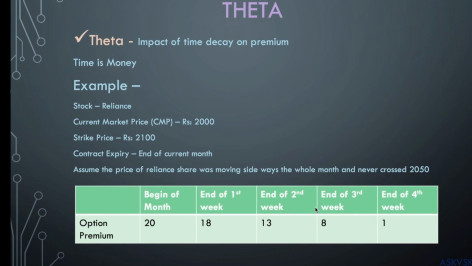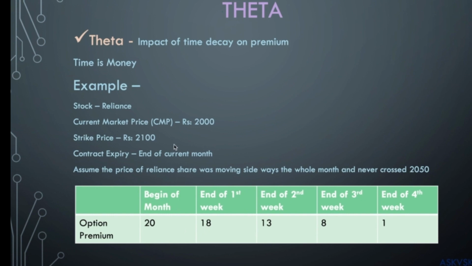So the strike price at which we have done the trade is 2100. When 2100 was the strike price at the beginning of the month, the option premium would have been approximately rupees 20. But at the end of the first week, we have seen here that the premium has dropped to rupees 18. The reason being, the market is not moving drastically in either direction. The Reliance share is somewhere between 2000 and 2050. Since it is still moving in that range, the option premium would drop by a certain amount. Let's assume that it has dropped by rupees 2, so it landed at rupees 18.